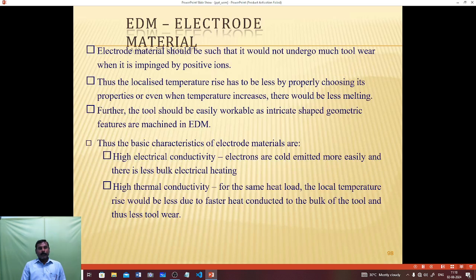The electrode material should be such that it would not undergo much tool wear when it is impinged by positive ions. Thus, the basic characteristics of electrode materials are high electrical conductivity, so that electrons can be emitted easily and there is less bulk electrical heating. High thermal conductivity, so that for the same heat load the temperature rise will be less due to faster heat conduction to the bulk of the tool, and thus less tool wear.